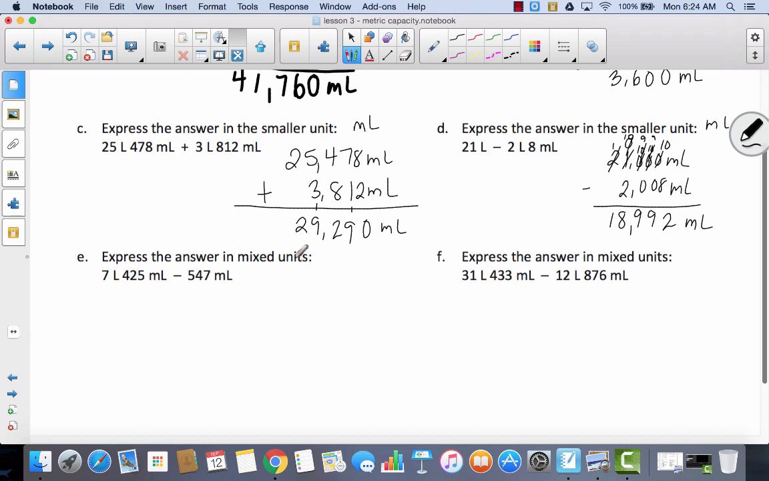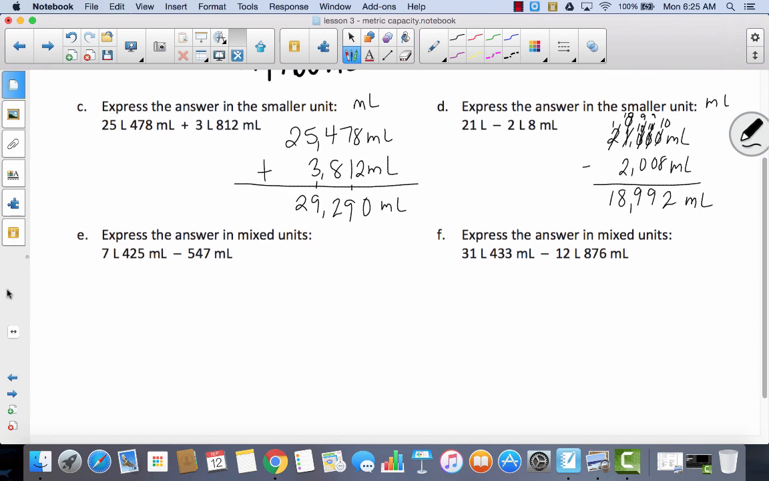So now for E and F, our directions are a little different because it says express the answer in mixed units. So that means that we have to express our answer in terms of liters and milliliters. All right, so I'm still going to convert everything to milliliters, and then I'll just convert my answer back to liters and milliliters. So for example, I'm going to go ahead and change this to 7,425 milliliters, and then I'm going to subtract 547 milliliters.